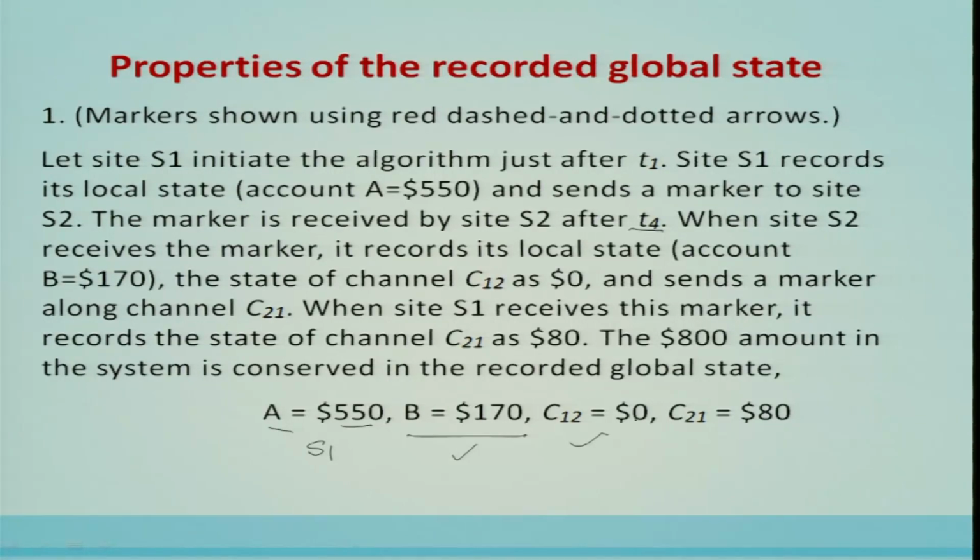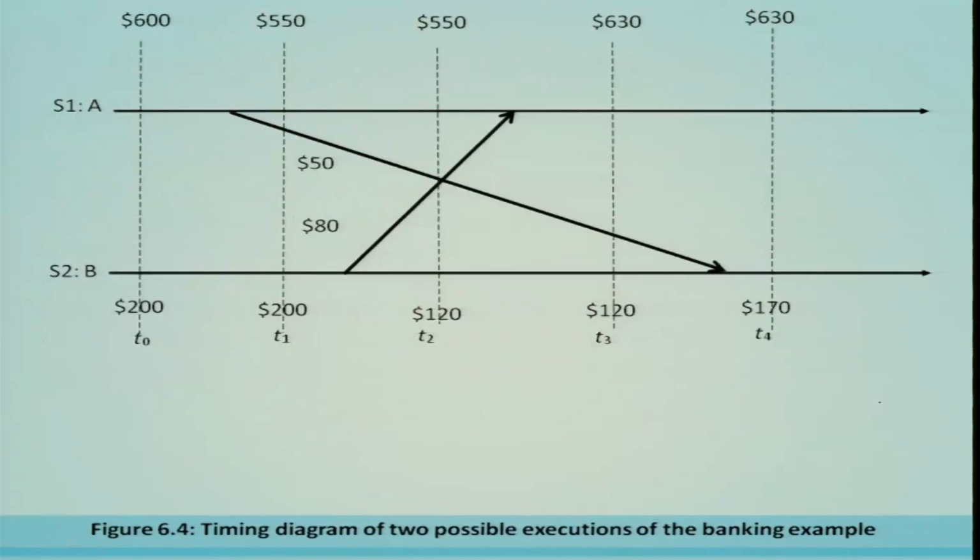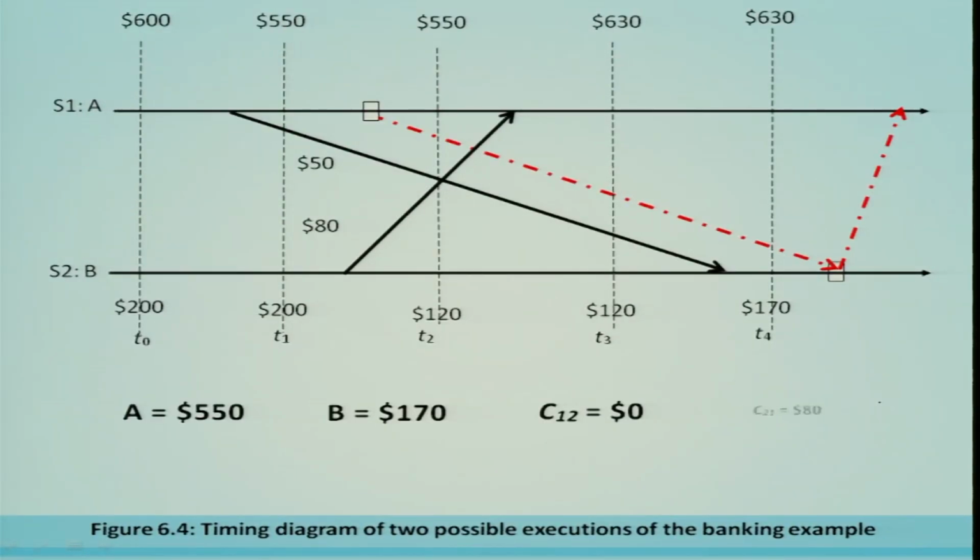Now when site S1 receives this marker, which is sent by site S2, it records the state of channel C21 as 80. Why? Because it has already recorded its state, so it will go for the second option in the marker receiving rule. So only the state of the channel is recorded, which is shown as 80. So if you sum them, it will be 800, and that is the money with which the system began. Hence the 800 amount in the system is conserved in the recorded global state by this particular algorithm. The second example is shown over here.